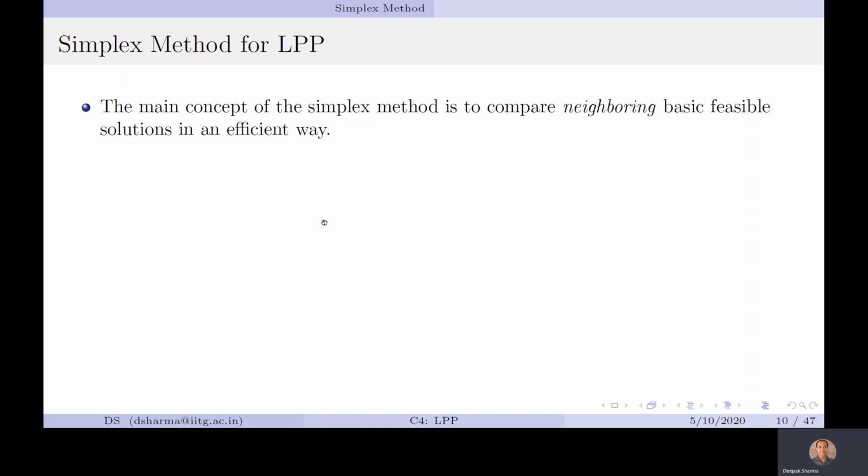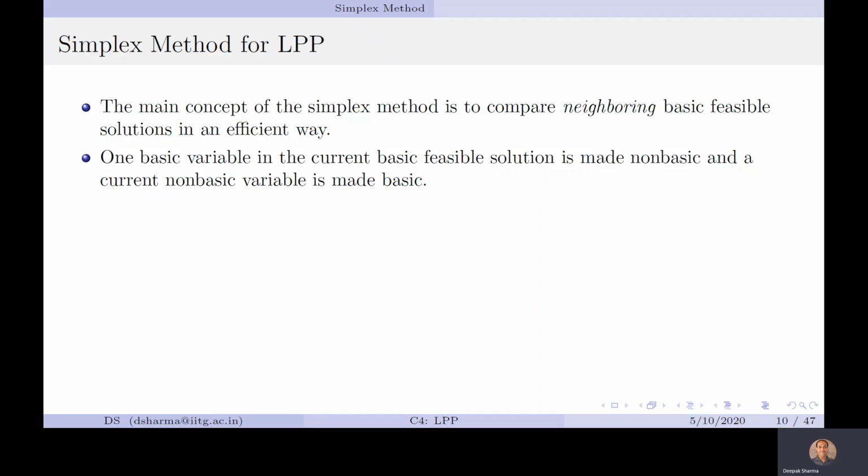So rather than searching, we will just be looking at the neighboring solutions, and by moving from one neighbor to another neighbor, we try to find out where the optimal solution for the LPP is. So what will happen in this simplex method? We start with whatever set of basic variables we have.